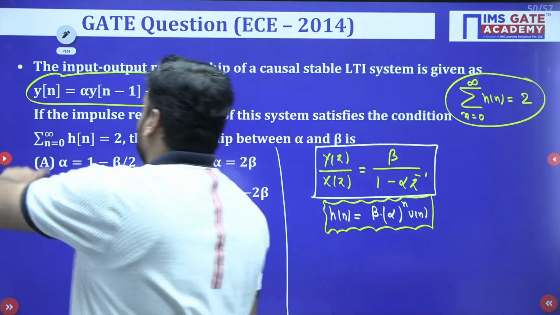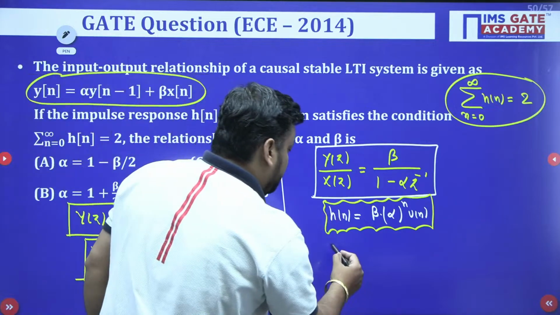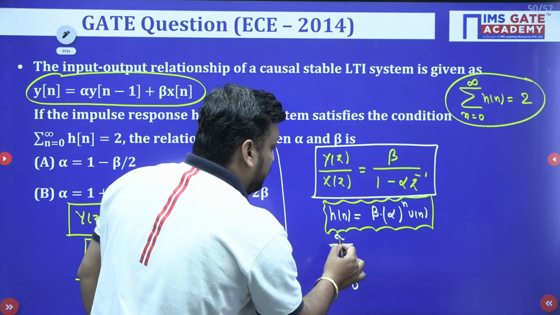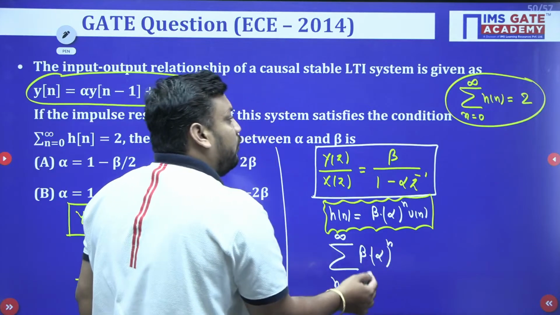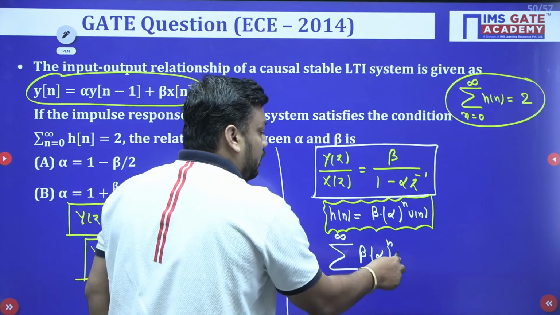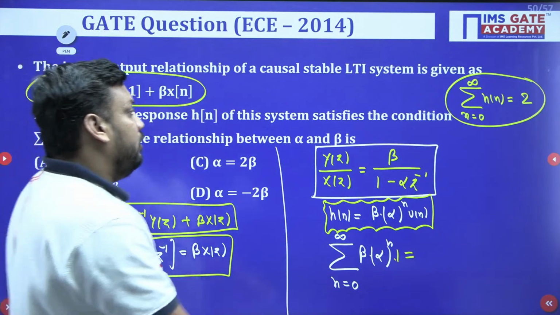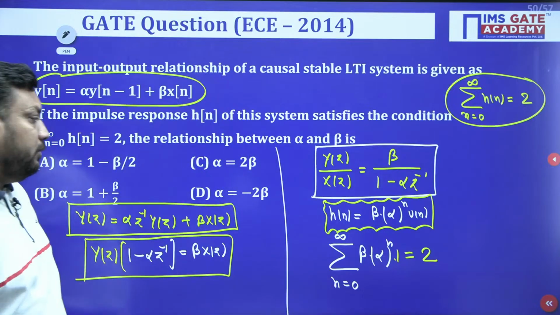Sigma of n equal to 0 to infinity, h[n] equal to 2. It means if I apply this here, then n equal to 0 to infinity, beta dot alpha to the power n, u[n], meaning 0 to infinity it is 1 only. This value the examiner is asking, and it is given to you as 2. He is asking the relation between alpha and beta.